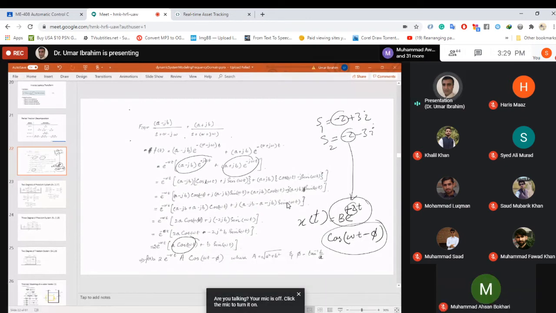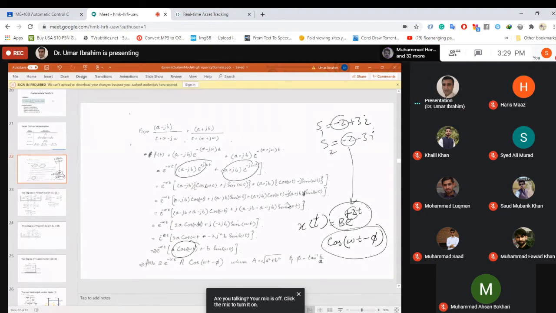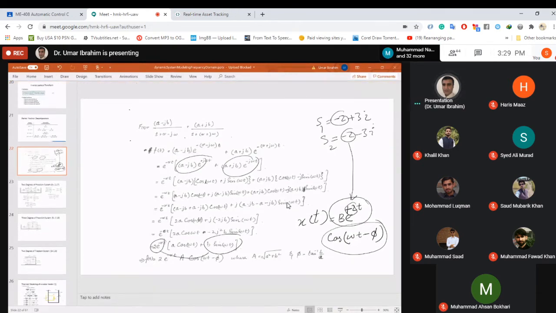2 e raised to minus sigma t into a cos omega t. This is term 1. And the second term, this multiplied by this, is the second term. But then we use a trigonometric identity to combine these two terms into a single term. Does that answer your question, student?